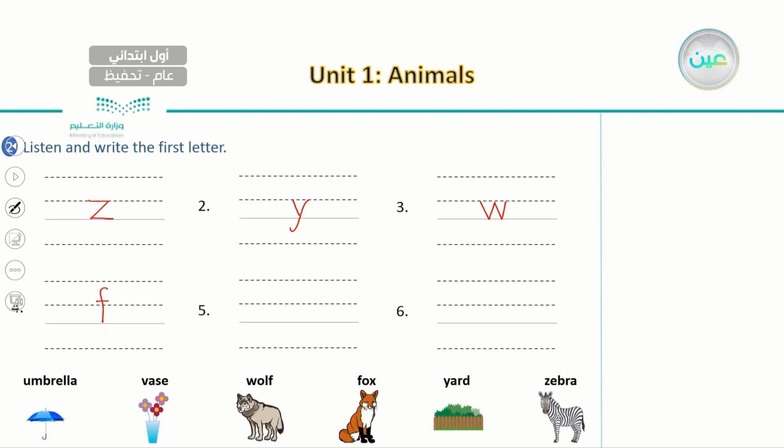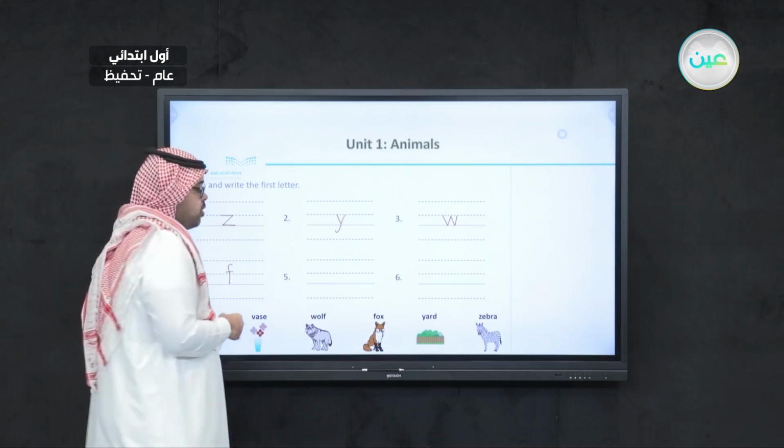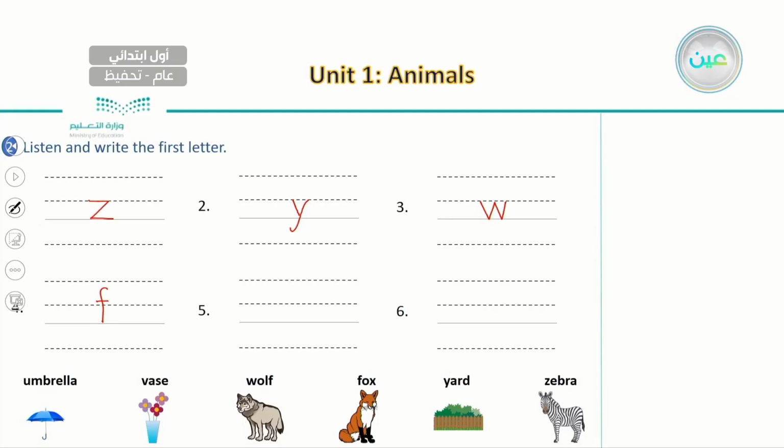Now, let's listen to the fifth word. The fifth word is the word umbrella. Umbrella. So, umbrella starts with letter U. So, here we go. We go here and write the letter U. Letter U.